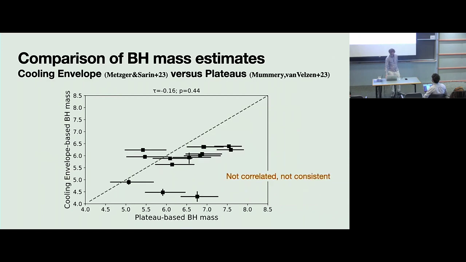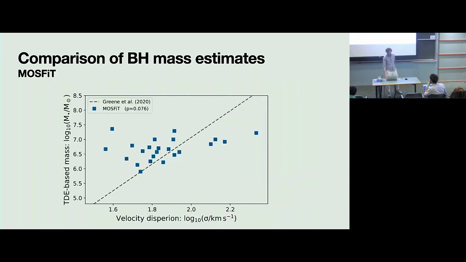We can also compare to the cooling envelope that we'll see next by Brian. Here we just have fewer data points, but they also are not correlated and also not consistent, obviously. So I made a few more of these plots, so let's go through them. This is now the velocity dispersion versus the TDE-based black hole mass estimate. And then there is some evidence for a correlation if you use the MOSFET-based black hole masses.